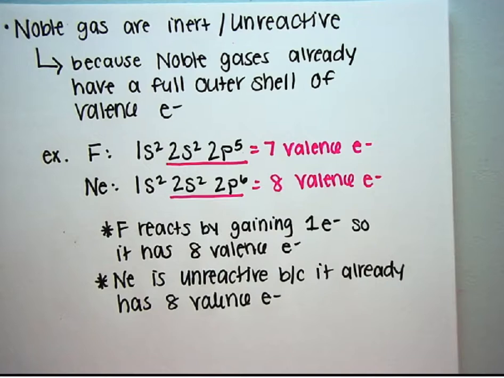Neon, on the other hand, is not going to react with any other element because it already has the preferred amount. Neon doesn't want to gain any electrons, neon doesn't want to lose any electrons, so it's not going to react with anything. So just keep that in mind. Noble gases are unreactive because they already have the preferred number of valence electrons.